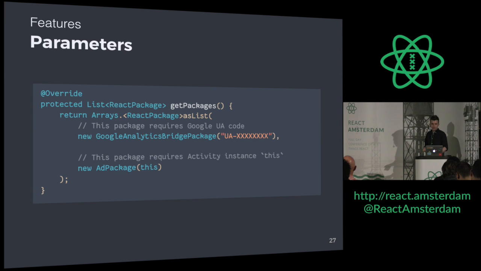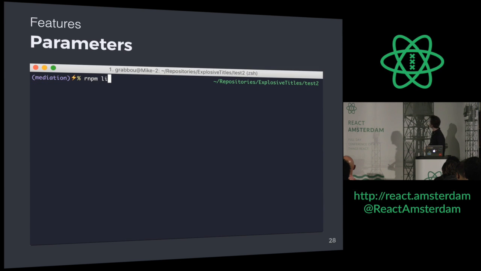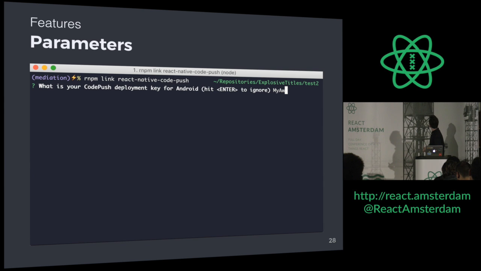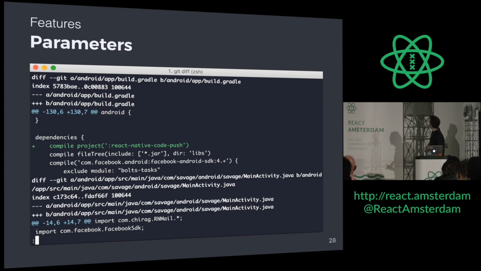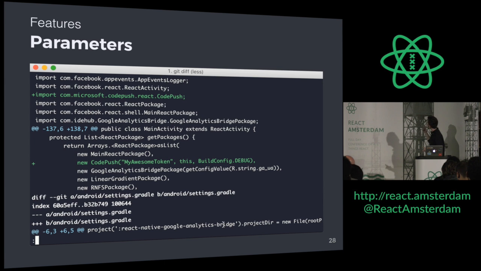However, RNPM also has a solution for this, because in this case, we are just going to install the React Native code push, and Microsoft guys decided to ask you for the deployment key for Android. So we just entered my awesome token, and as you can see, it's available, and we have inserted it directly to the constructor, so we don't have to do it manually.